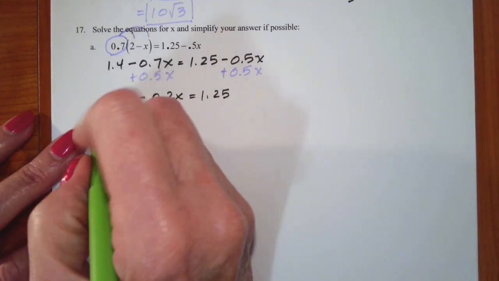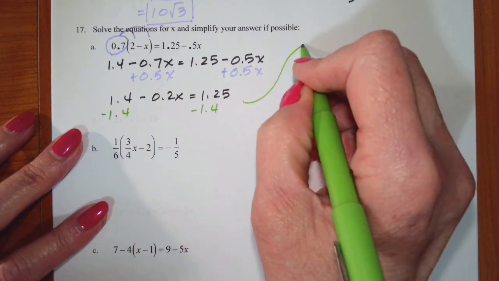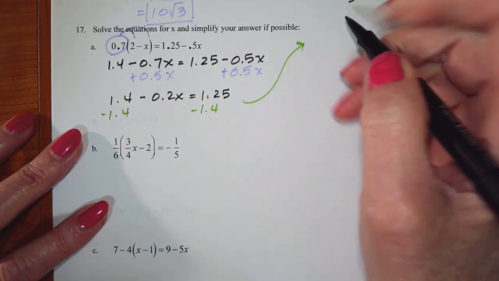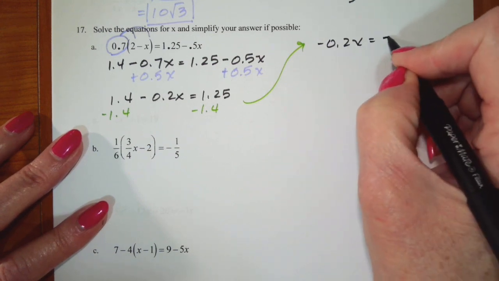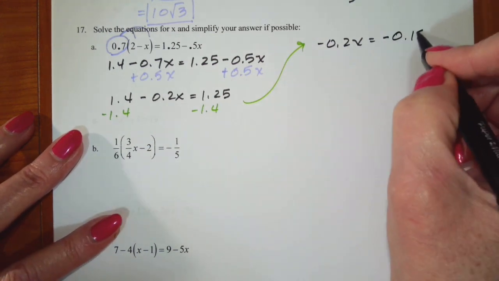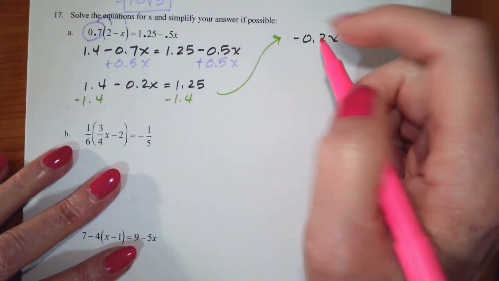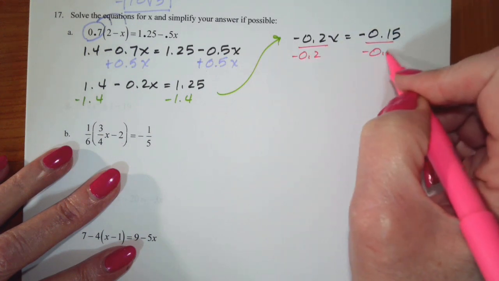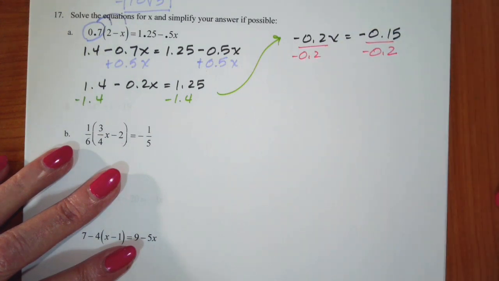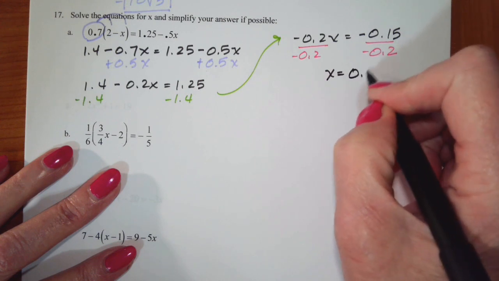Okay, so now I've got the x's on one side. I'm going to subtract 1.4, and that is going to give me negative 0.2x is equal to negative 0.15. And I'm going to divide by negative 0.2, and that gives me that x is equal to 0.75.